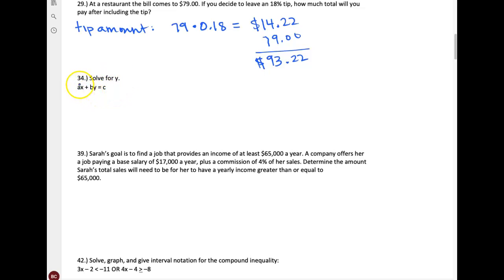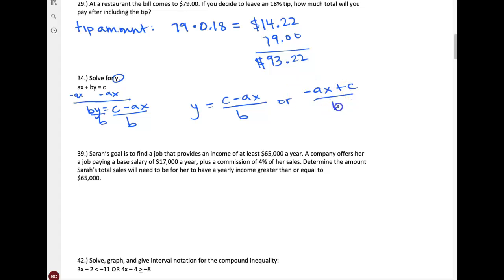So to get y by itself, I want to first move that ax over to the other side. So that means I need to subtract ax over. So that will give me by equals c minus ax. And then to get y by itself, because that's the one I'm trying to solve for, I want to divide by b. So y is c minus ax all over b. Or if you put that ax in the front, that's fine. It could be negative ax plus c all over b. Both of those answers are correct. Okay?